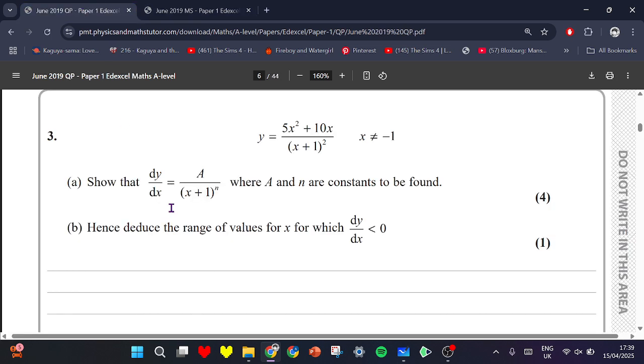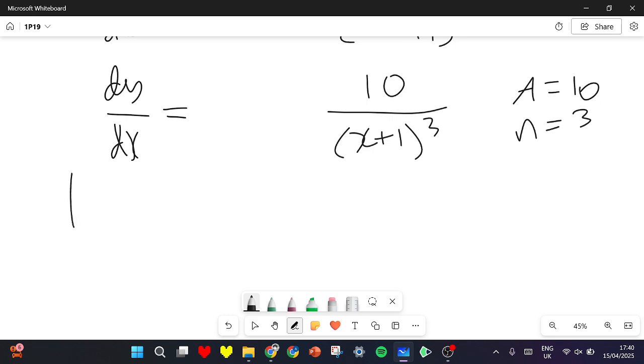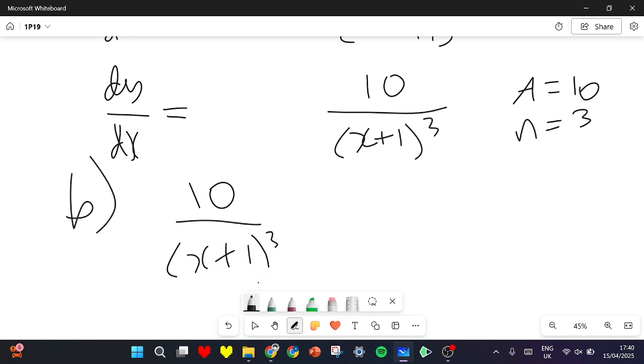Next part: hence deduce the range of values for x for which the derivative is less than 0. So our derivative is this, right? So we need to find when that is less than 0.